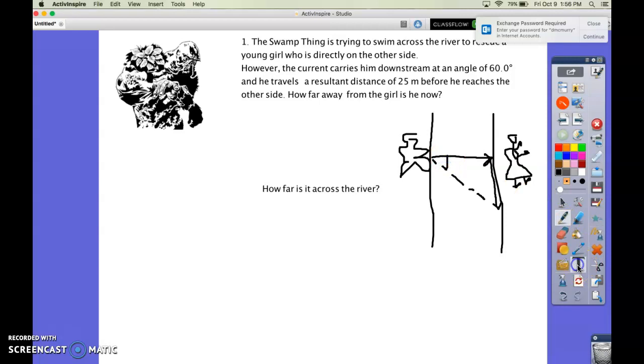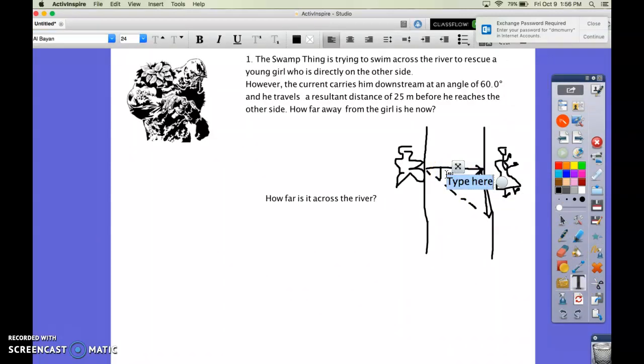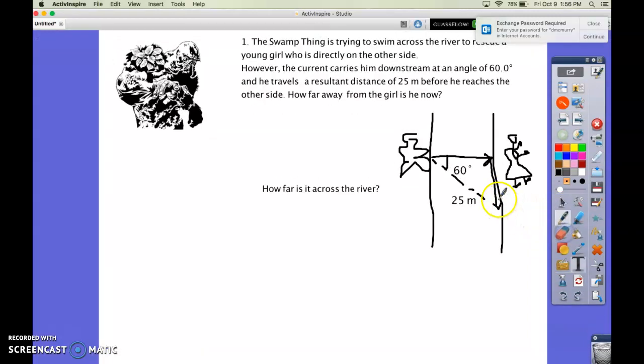So this angle right here we do know is, in fact, 60 degrees. All right, and we know that he travels the resultant distance, which would be our hypotenuse here, is 25 meters. So now we need to find, the first thing we want to know, how far away from the girl is he now? So he's trying to swim this way, but the river pulls him down. So he ends up going like this, okay? And so he's right here now. X marks the spot, all right? Whoops. Can't do an X if you don't have a marker. Okay, there we go. Okay, that's the spot.